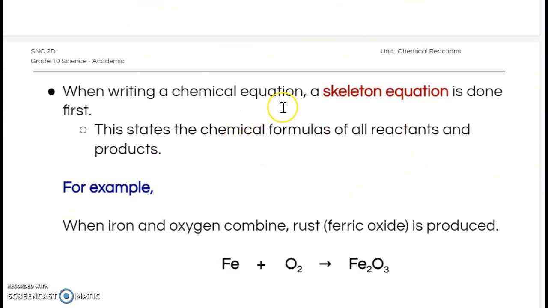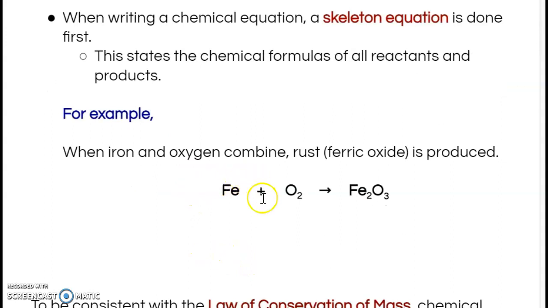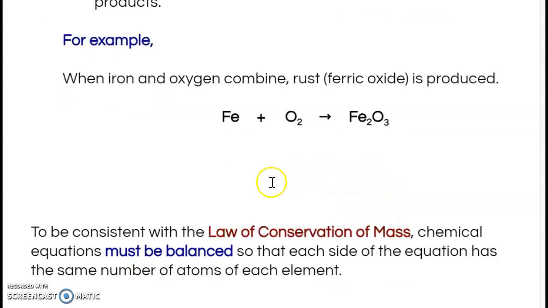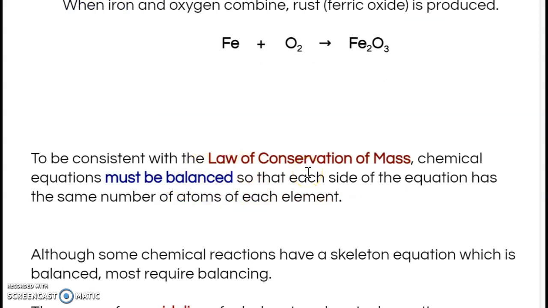When writing a chemical equation, a skeleton equation is done first, and this is what a skeleton equation looks like. It states the chemical formulas of all reactants and all products. For example, when iron and oxygen combine, rust, or ferric oxide, is produced. So we have iron plus oxygen produces iron(III) oxide. To be consistent with the law of conservation of mass, chemical equations must be balanced so that each side of the equation has the same number of atoms of each element.